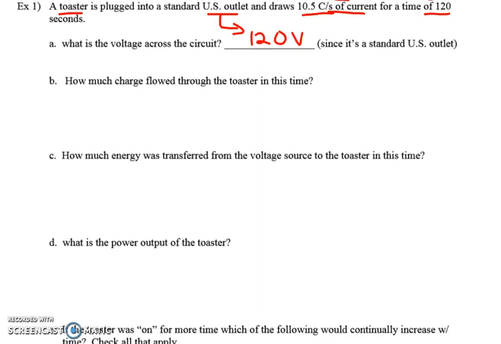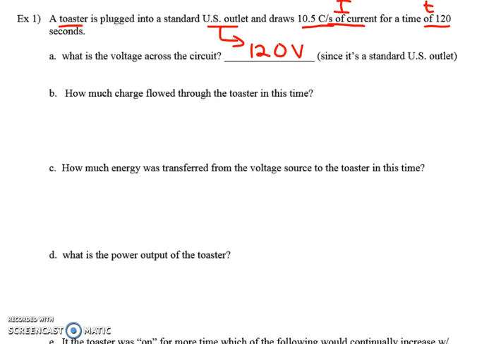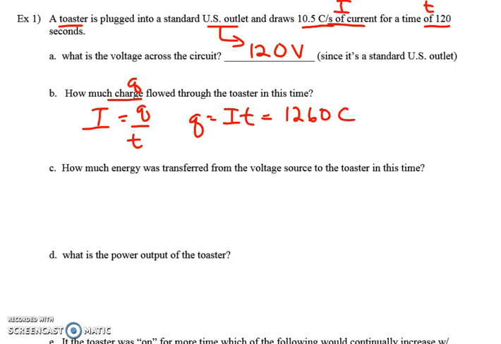All right, now I can ask how much charge flowed through the circuit in this time. Like any problem in physics, if you're not sure what to do, let's identify what we're looking for. I'm looking for charge. That's Q. What do I know? I know voltage, I know current, I know time. There must be an equation with Q in it. There are a few of them, but the most straightforward is I equals Q over t. So Q is going to equal I times t. If I plug in the numbers, I get a very large number, 1,260 coulombs. That's a lot of charge that moved through the toaster in 2 minutes.